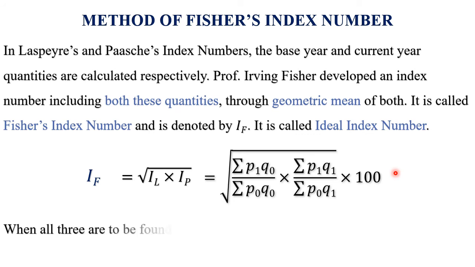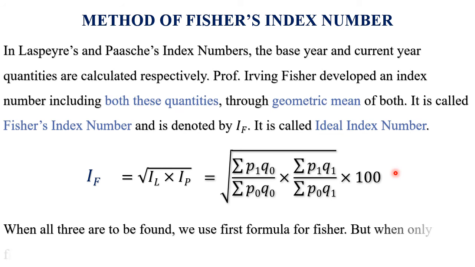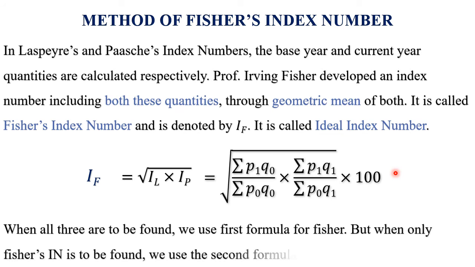When all three are to be found, we use the first formula, root of IL into IP. But when only Fisher's index number is to be found, we use the second formula, because we have not already calculated Laspeyres and Paasche, so we just directly use this formula to calculate Fisher's index number. It is written here, it is called an ideal index number.